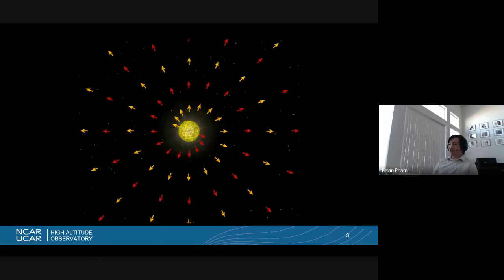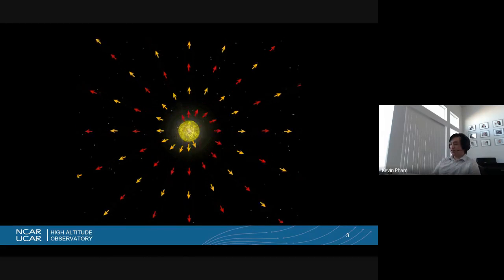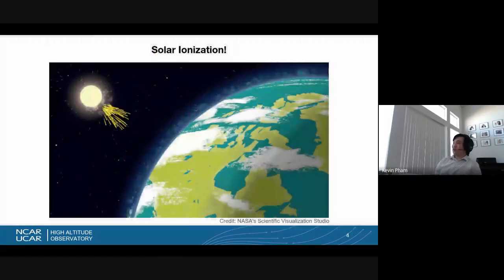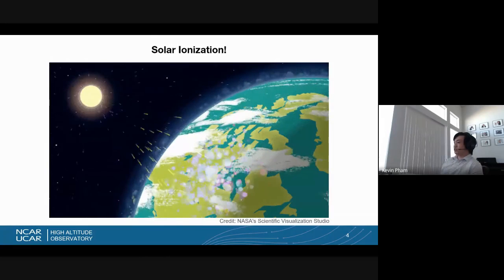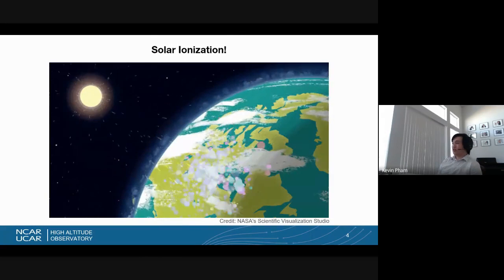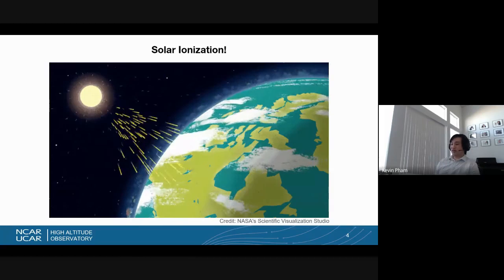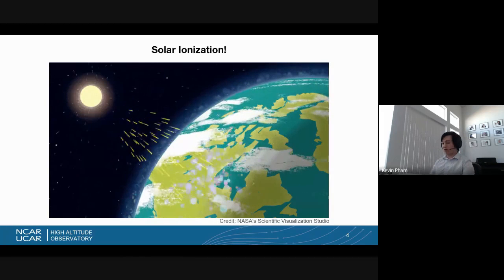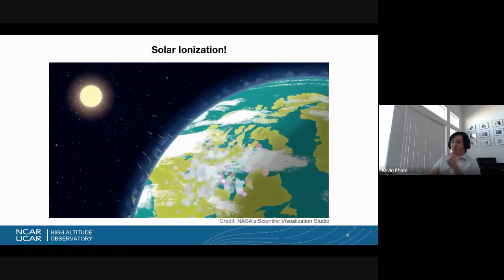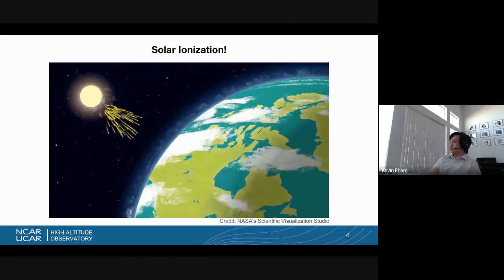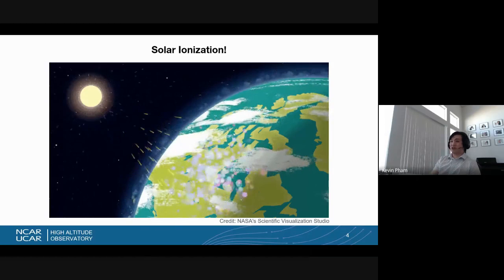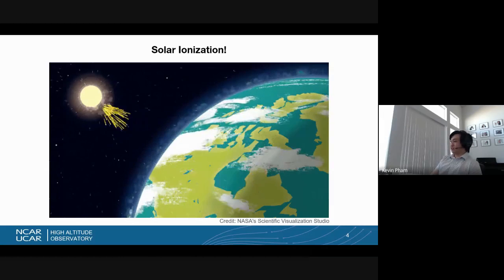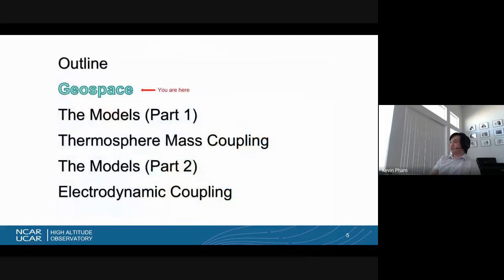But in addition to external drivers, there are also a lot of internal processes that need to be considered. So in addition to those vectors, you have solar ionization. Solar ionization comes in, the radiation comes in, ionizes the neutral atmosphere, and gives us our ions and plasma and charged particles that form the ionosphere and everything above that, like the magnetosphere. All right, so that's just a quick introduction to external drivers to our geospace model. So now let's go over and talk about the models themselves.